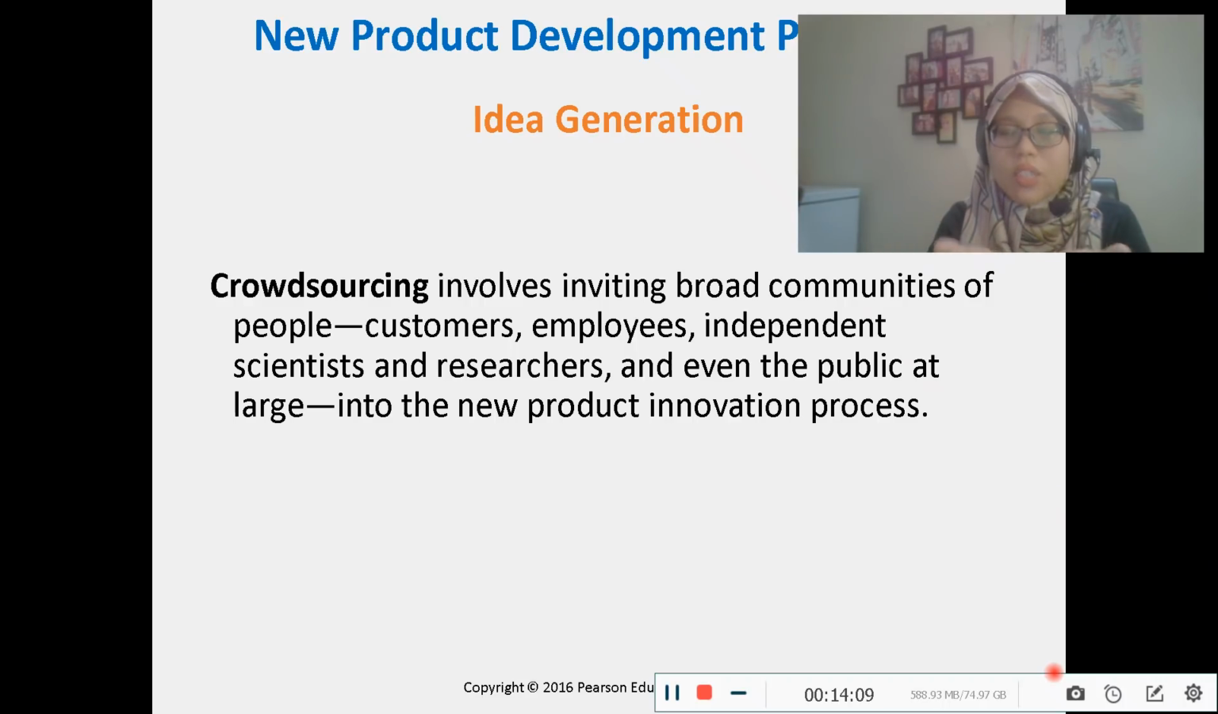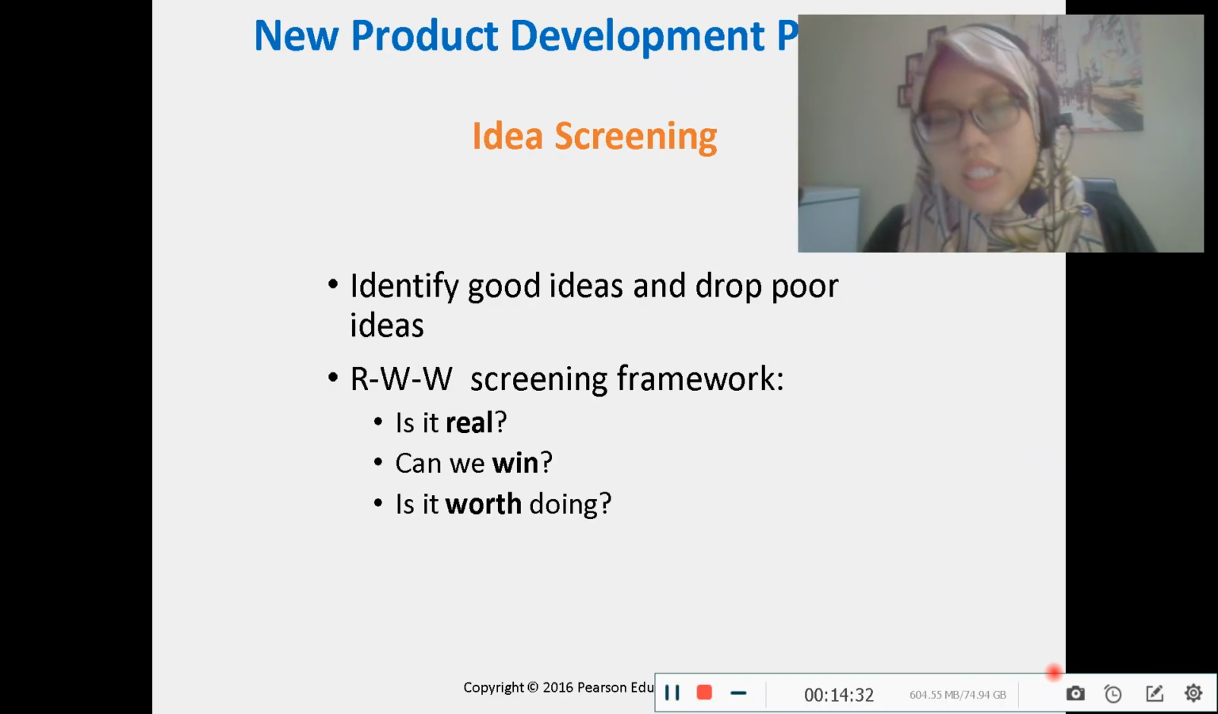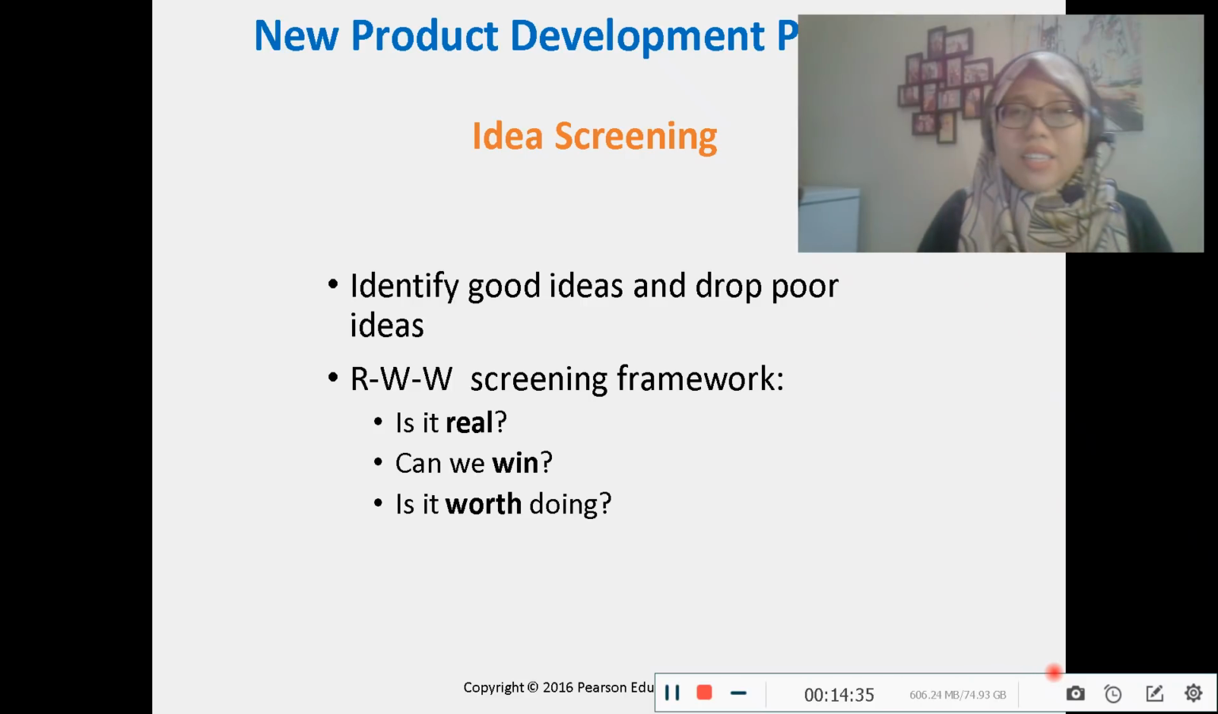Dan Cisco ada satu platform yang dia telah buat untuk allow this kind of idea generation. So sebab itulah ianya sangat penting, kerana ideas, even simple ideas also can contribute to the development of a very high performance product. So, but you need to remember, tidak semua idea itu adalah berbaloi untuk kita develop.